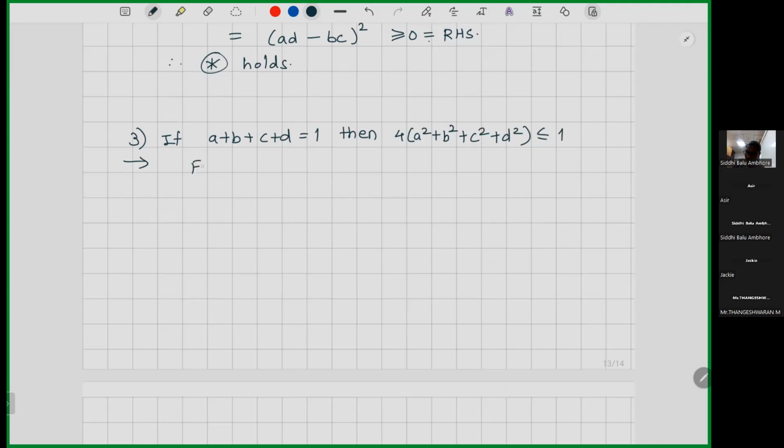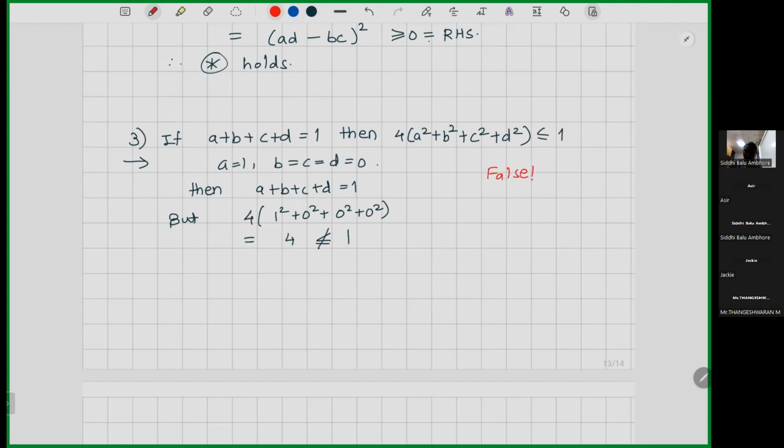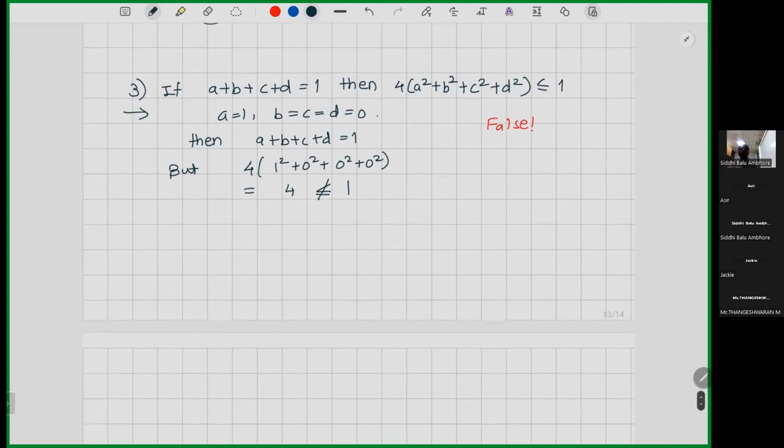So this will be false, because we can take A to be 1 and let B, C and D all be 0. Then A plus B plus C plus D is equal to 1, right? But 4 into A square plus B square plus C square will be what? 1 square plus 0 square plus 0 square plus 0 square, which is 4, which is not less than or equal to 1. So this is not true. Just start with A, B, C, D equal to 1 and this will not hold.